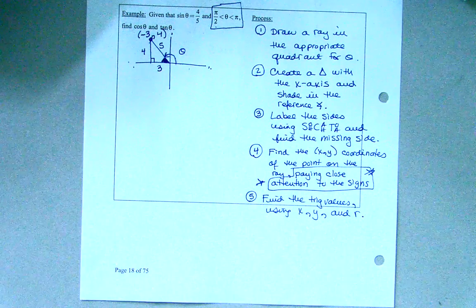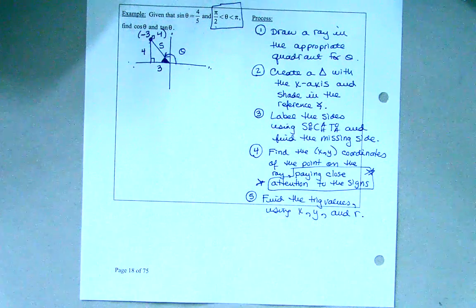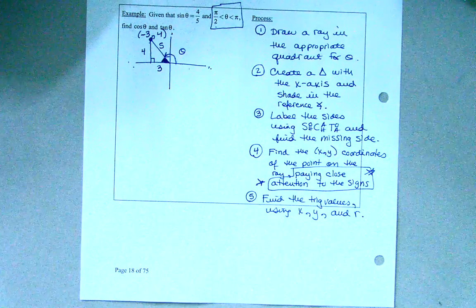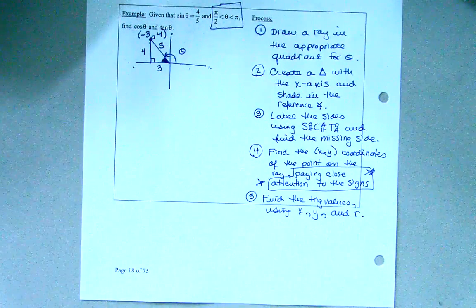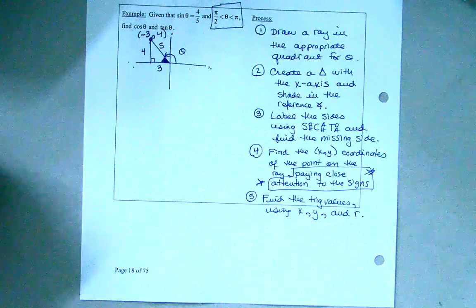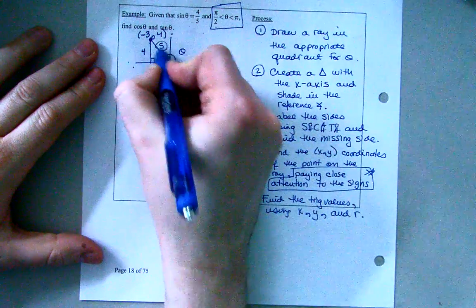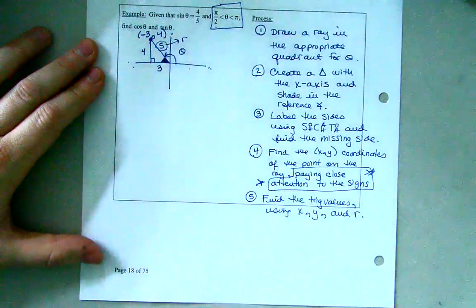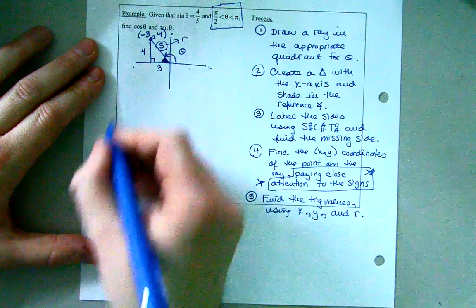I just figured out my x-coordinate and my y-coordinate. X-coordinate's -3, y-coordinate's 4. How can I get r? It's 5. R is just the hypotenuse or the radius of that thing. We've got our r. We've got everything we need.